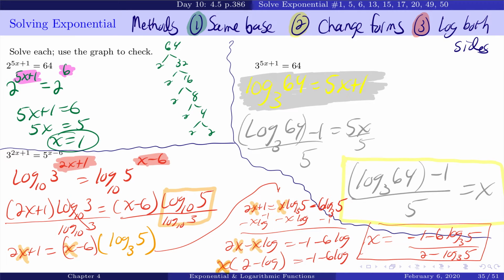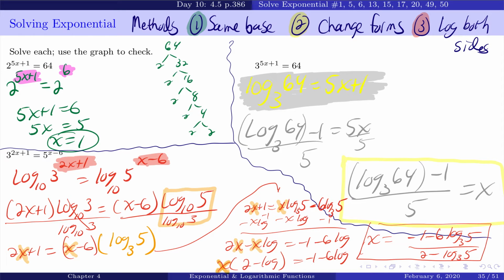So the first type is called same base. If I look at the first example here, 2 raised to the 5x plus 1 equals 64. 64 can be factored down into 2 to the 6th. So I've got 2 as a base on both sides. Now all you need to do is compare the exponents. 5x plus 1 needs to be the same thing as 6. Set them equal to each other and solve. That tells us x equals 1. When x equals 1, this left side becomes 2 to the 6th, which is indeed 64.